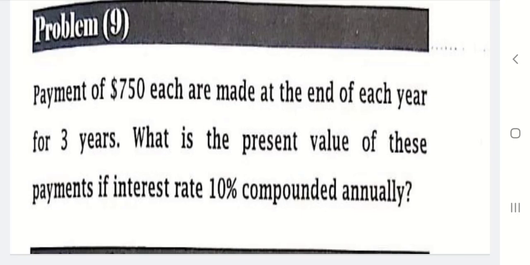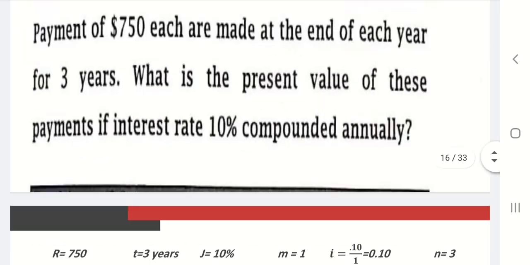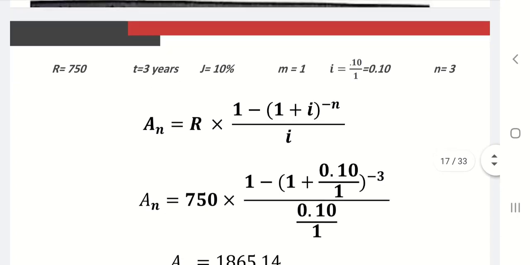J will be equal to 10%, and because it's compounded annually, M will be equal to 1, and I will be equal to 10% over 1, equal to 10%. The formula for the present value of ordinary annuities is A sub n equal R times 1 minus 1 plus I to the power negative n, over I. Again, A sub n equal R times 1 minus 1 plus I to the power negative n, over I.